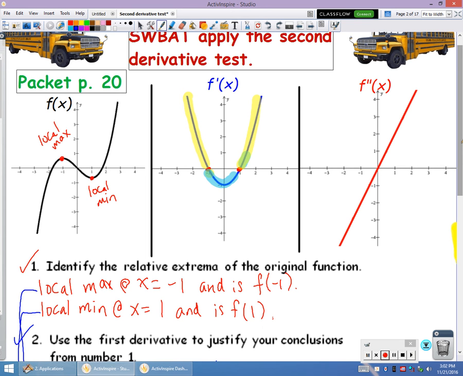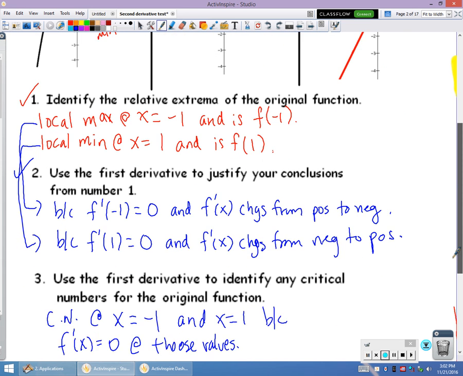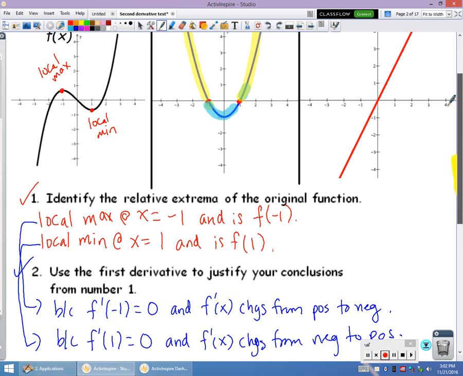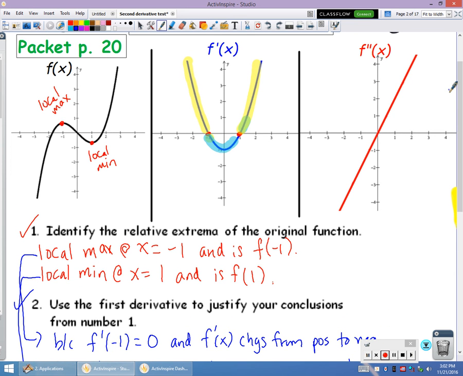Now we're going to ignore the first derivative for just a few minutes, and we're going to take a look at the second derivative. So let's see what number 4 says. Number 4 says, determine the sign, positive or negative, of the second derivative at each critical number. So let's go back up here. The critical numbers that had been identified on the first derivative: we have a critical number at x equal to -1, and a critical number at x equal to +1.